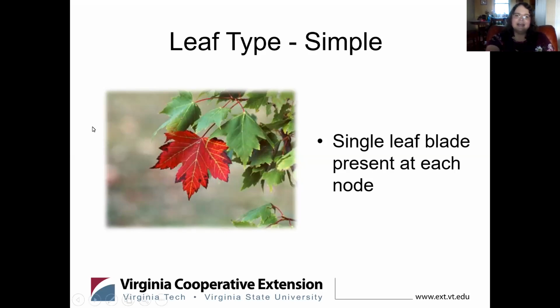So you can see the entire leaf blade right here. And then the petiole goes back to the stem where you would find the bud or the node. I haven't used the word node today. I'm going to use bud, but node is also another word that means the same thing as a bud. So that is a simple leaf. Single leaf blade present at each node. It says node on the slide, but I have been using bud. Node, bud can be interchangeable. And that's a simple leaf.